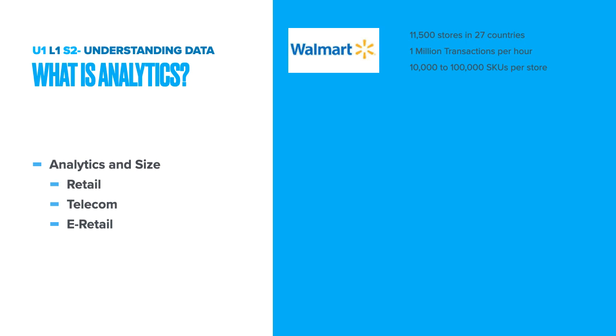They do 1 million transactions per hour. They have 10,000 to 100,000, which is 1 lakh, products per store. When we say SKU, that means stock keeping unit with a unique barcode. Now, if we talk about Walmart, they are doing 1 million transactions per hour.